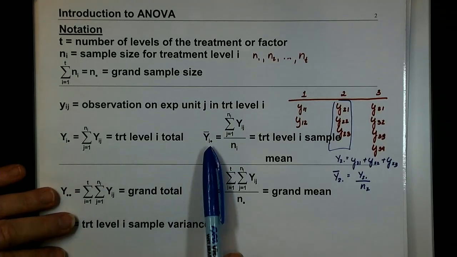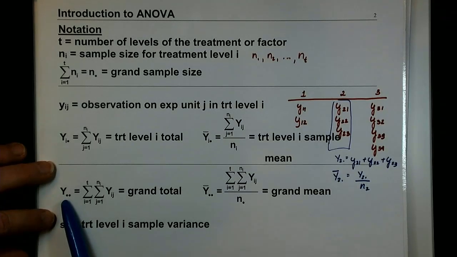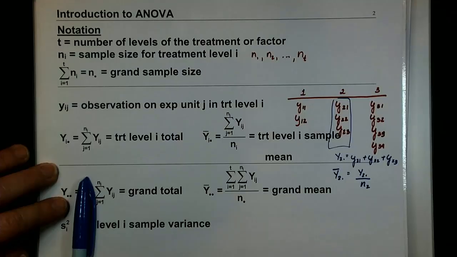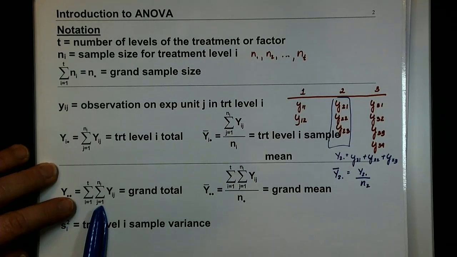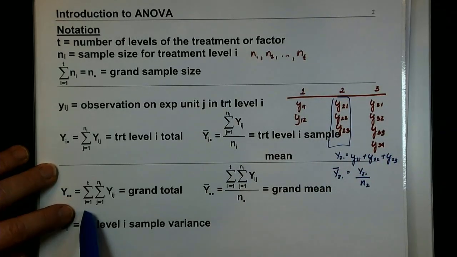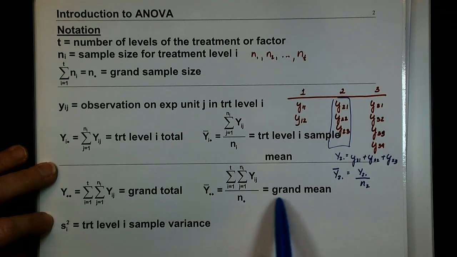Again, the dot says which index has been summed over. So if we see y dot dot, this is the grand total. It says, first for i equal 1, add up everything in the first column. Then i goes to 2, j resets to 1, and it adds up everything here. So it says across all i values from 1 to t, and within each value of i, the second index goes from 1 to n_i, the sample size. If we take that grand total and divide by the grand sample size, we get the grand mean for the experiment.